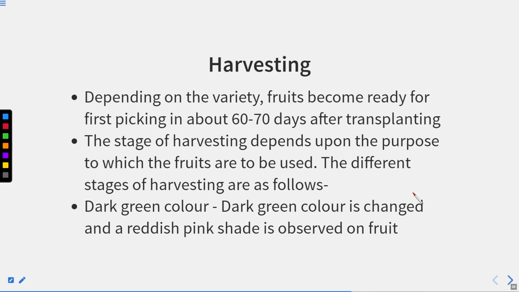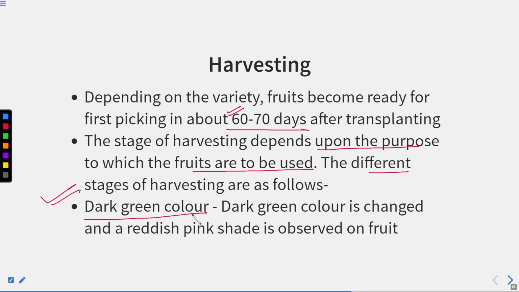Now harvesting. Depending on the variety, fruits become ready for first picking in about 60 to 70 days. So after 60 to 70 days, first harvesting can be done. The stage of harvesting depends upon the purpose for which the fruits are to be used, and the different stages of harvesting are as follows.